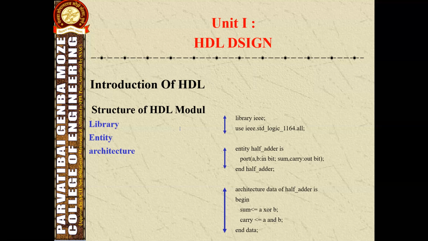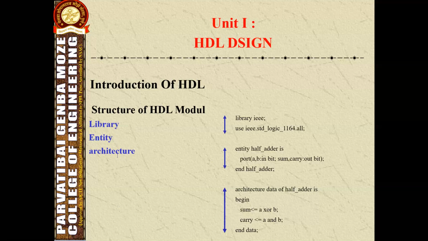So VHDL has a somewhat different structure than Verilog, but according to our syllabus, we are going to discuss VHDL structure. What are the structures of a VHDL model? Let's see now. The VHDL model has two major constructs, entity and architecture, including library. I have explained about the library, which library they have given. They have provided the library IEEE.